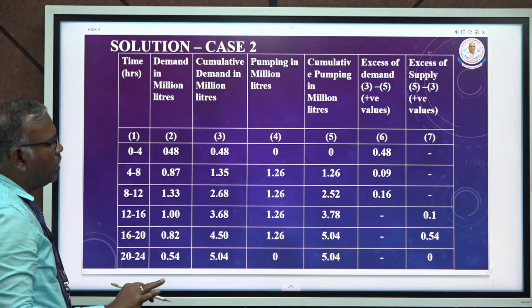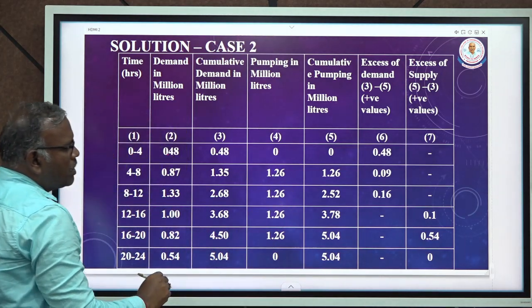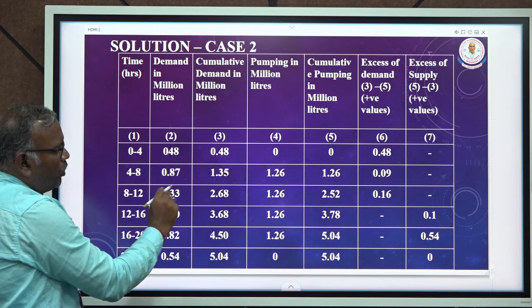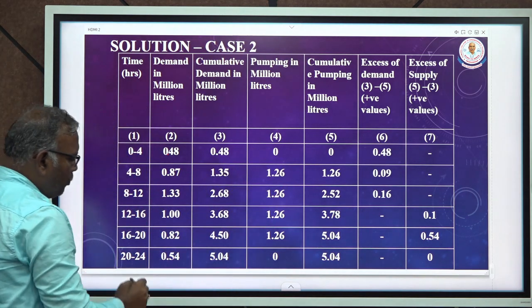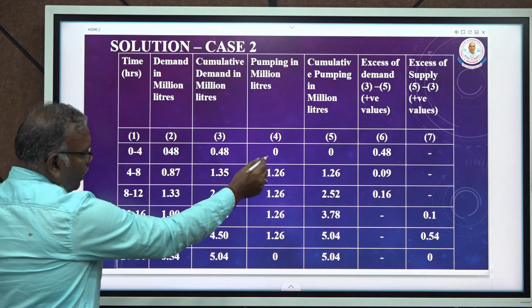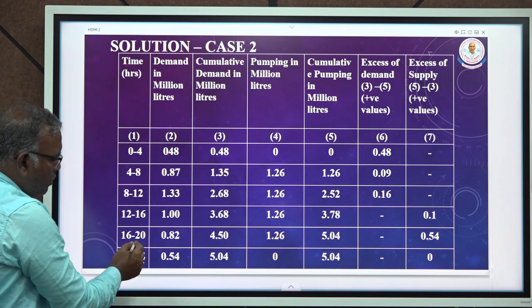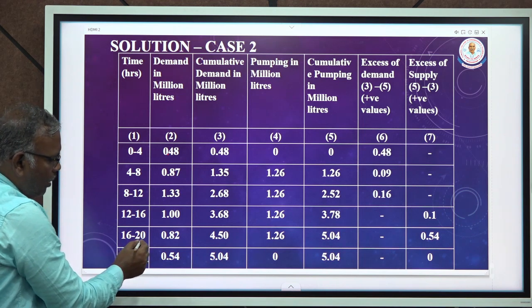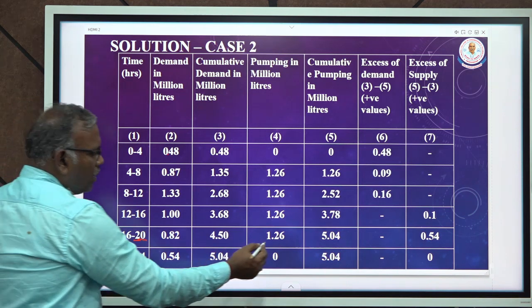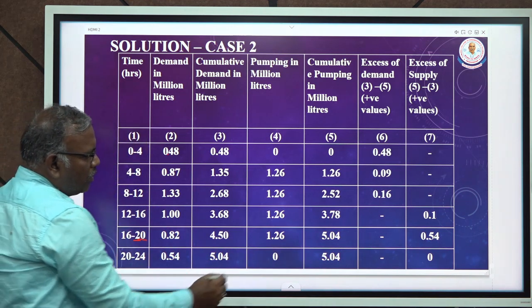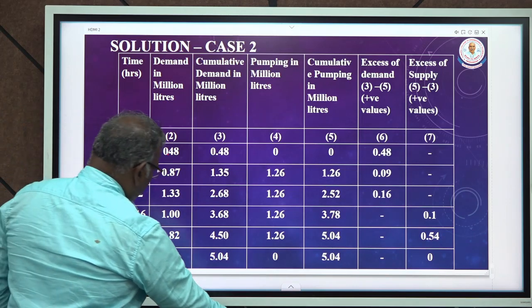Okay, the next case: here the values are similar, that is, all the data, time and demand which is given is constant. The only variation is the pumping, which is different. The pumping starts from 4 am. So up to 4 am there is no pumping, so it is mentioned as 0, and it continues for 16 hours, up to 8 o'clock. So we have calculated the pumping quantity over here.